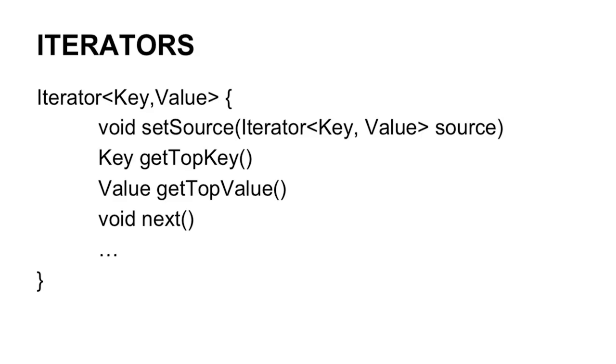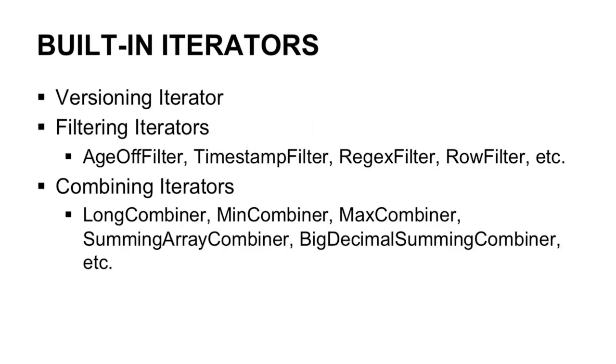Accumulo uses iterators to perform some of its core functionality. Other iterators can be applied optionally, and developers can write new iterators to apply custom functionality to tables. For example, the kind of summarization we performed using MapReduce and Spark can also be done by iterators running on tablet servers. Accumulo ships with several iterators. There's a set called filtering iterators that can be used to filter out key-value pairs, and another set called combiners that combine several key-value pairs into one key-value pair.